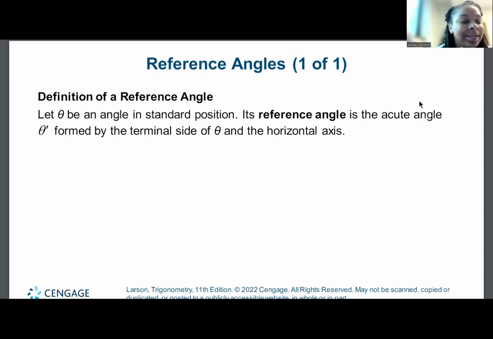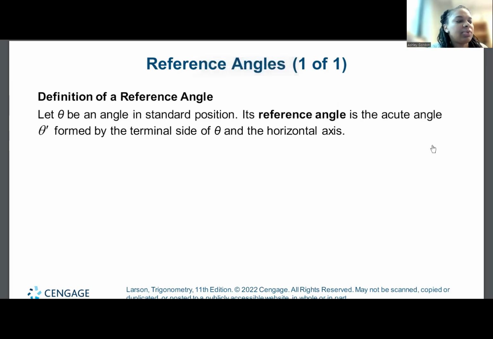Let's talk about our handy dandy reference angles. So reference angles are the reason that I said you only really need to know the first quadrant of the unit circle. Every angle will have a reference angle that falls in the first quadrant. The definition says that it has to be an acute angle, and that means that it is less than 90 degrees. So it'll also be a positive acute angle in the first quadrant.